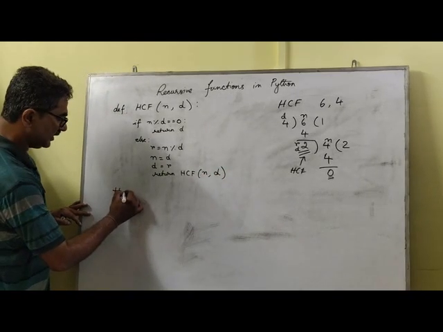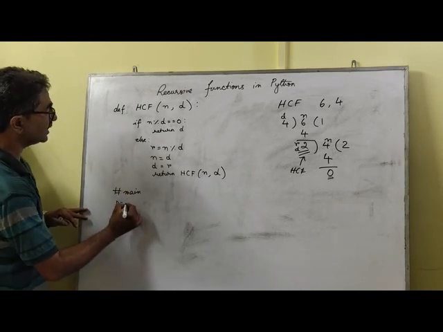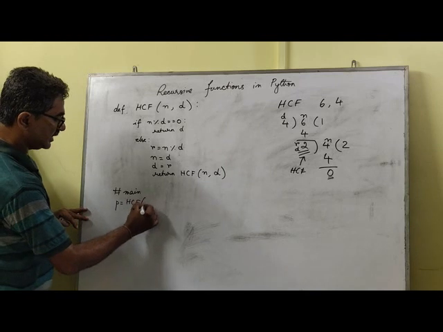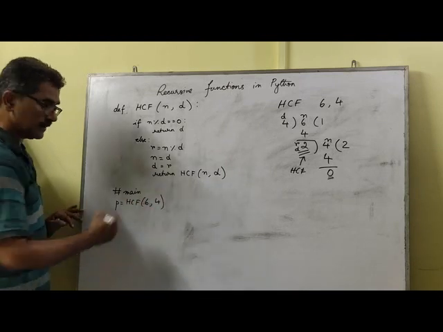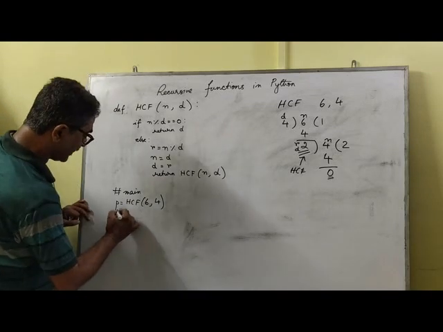Now let me write the main, and then we are going to go for the analysis or dry run of the program. P equal to HCF 6 comma 4. Now print P.